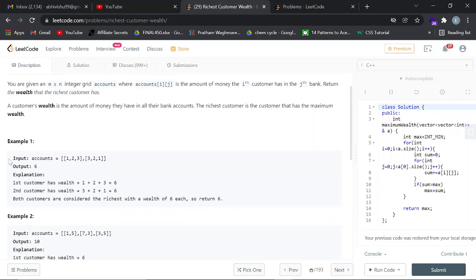So if we look at this example, the accounts are 1, 2, 3. This is the first customer's account details. There is money invested: 1, 2, 3. This is the second person's amount. So who is wealthier? Both are wealthier because both have 6.